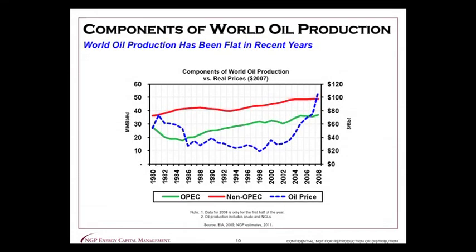You see that the non-OPEC supply is flat. OPEC production is almost flat. You add them up, that's world production. So world production was flat, demand was going up, and you can see what happened to prices.